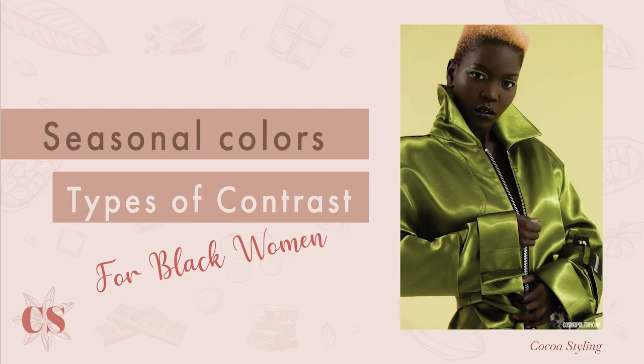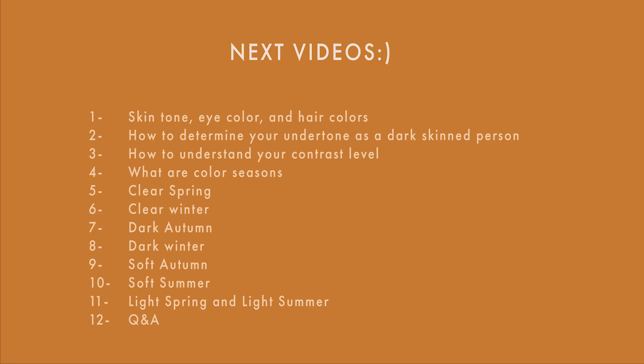My name is Micah and today we will be talking about the different types of contrast. So just putting it out there, this is going to be a long one. This will include 1. Skin tone, eye color and hair colors. 2. How to determine your undertone as a dark-skinned person. 3. How to understand your contrast level. 4. What are color seasons? Then we're going to talk about the individual seasons.